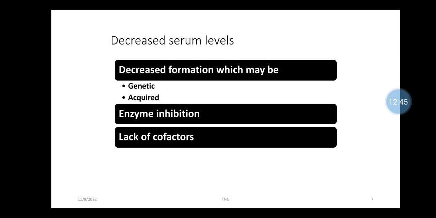Next is the lack of the cofactor. Cofactor is a non-proteinous part of the enzyme, and it is very essential for the activity of the enzymes. So if there is no cofactor, enzyme activity obviously will stop. So these are the three conditions where we might see a decrease in the serum level of the enzymes.